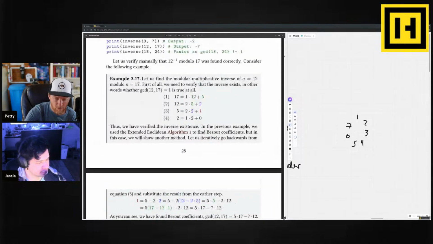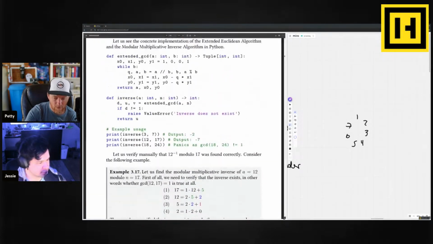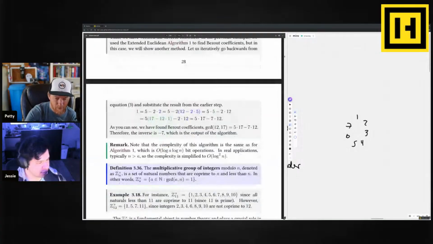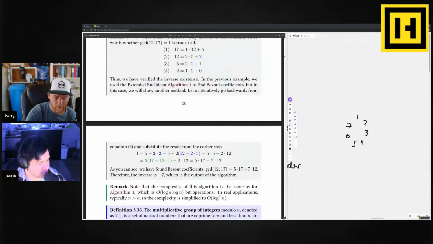What is equation 3? This one right here. 5 equals 2 times 2 plus 1. Is that the one they're talking about? Okay, yeah. I don't know.